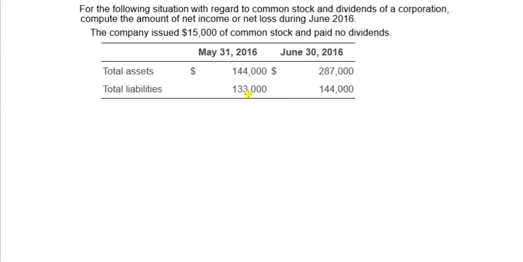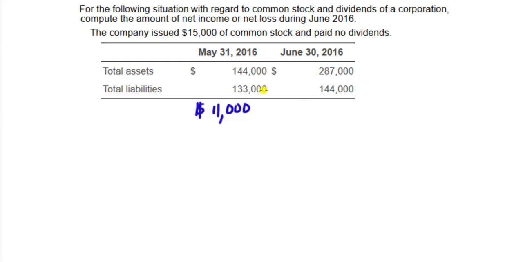total liabilities of $133,000. So all of the company's property that it uses to run the business, all of its things of value, a lot of creditors had claim to that. The owners only had $11,000 worth of equity at this point. 144 minus 133.